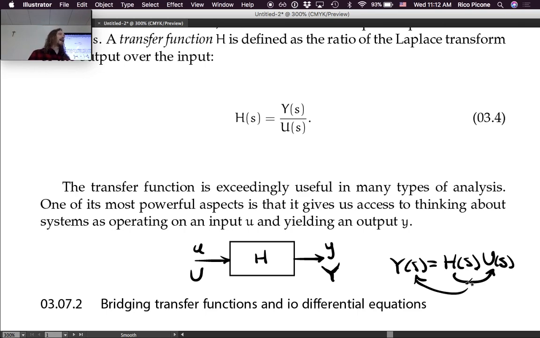We're just going to use that, and then what we're going to do is bridge both the input-output differential equation representation of a system and the state space model representation of a system to the transfer function, and then we'll be able to go in between. Our goal is to be able to go from state space to differential equation, so we're just going to stop by the transfer function on the way.